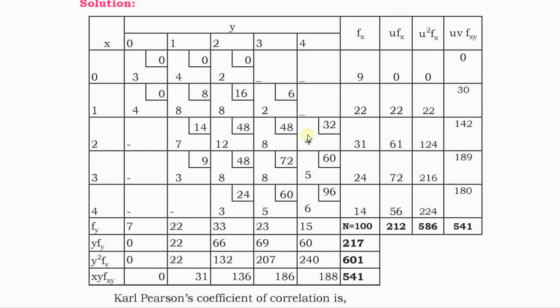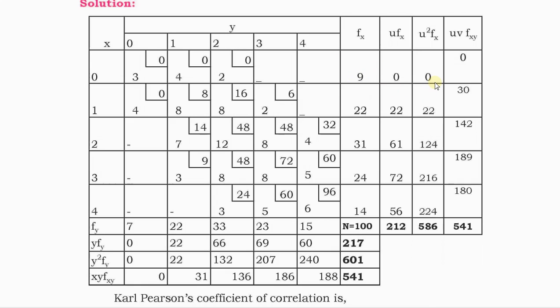Next, 3 into 24 is 72. And 4 into 14 is 56. And when you add them, the total will be 212. So the total of x into fx is 212. Next, x square fx. So you have to square the x values and then multiply.